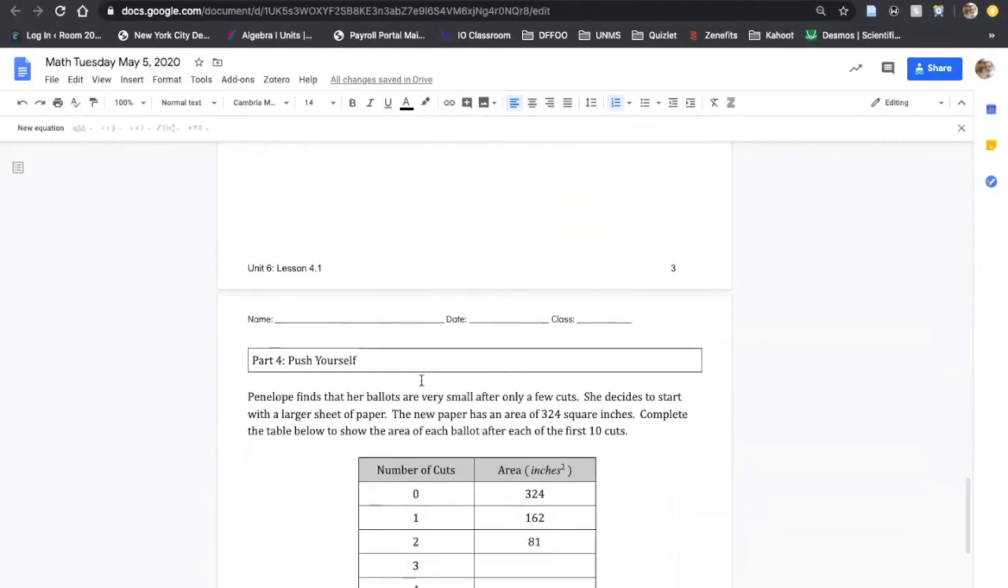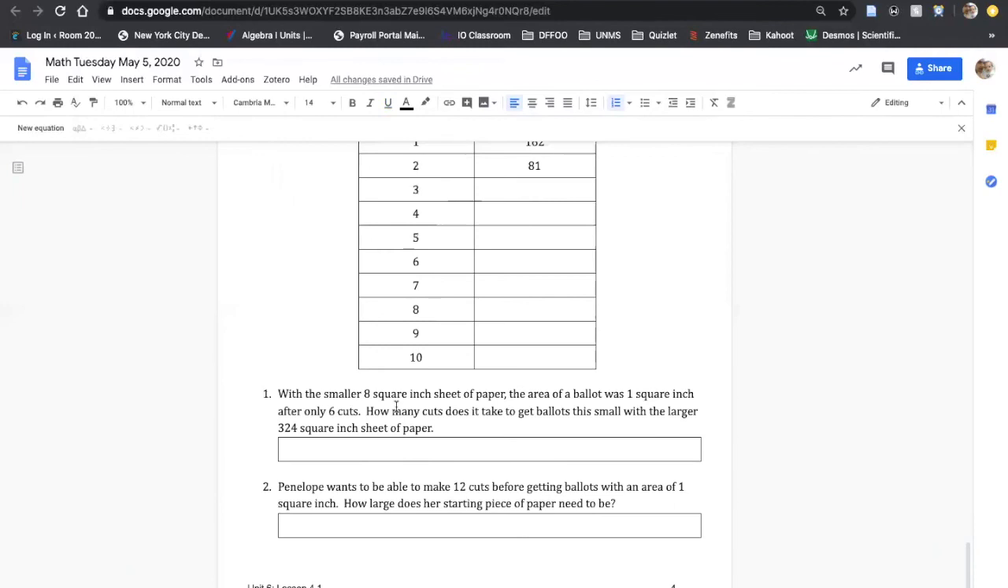The extension is related to what we did today. That's on the last page here.